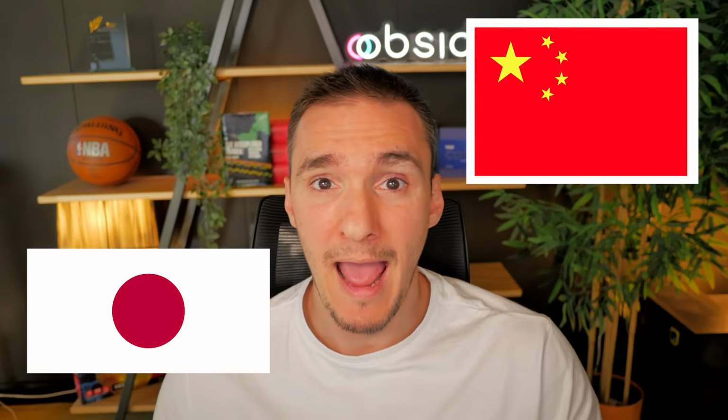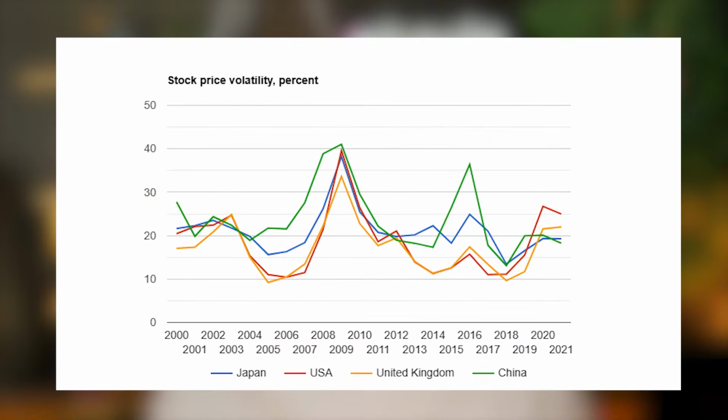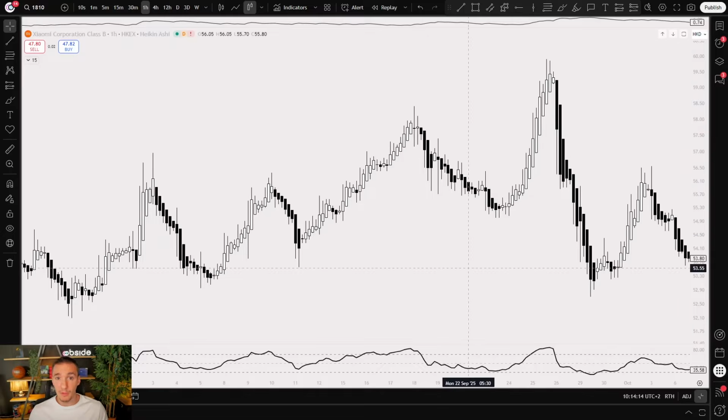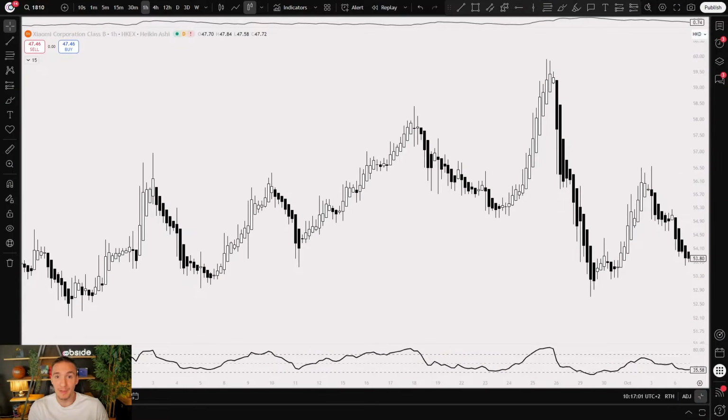First of all, the average volatility of Asian stocks, whether in China or Japan, has historically been much higher than that of Western stocks. In other words, Asian stock movements tend to be much larger and more powerful. Therefore, to ride these large momentum-driven moves for as long as possible, it's crucial to eliminate as much market noise as possible. And that's precisely what Heikin Ashi does.